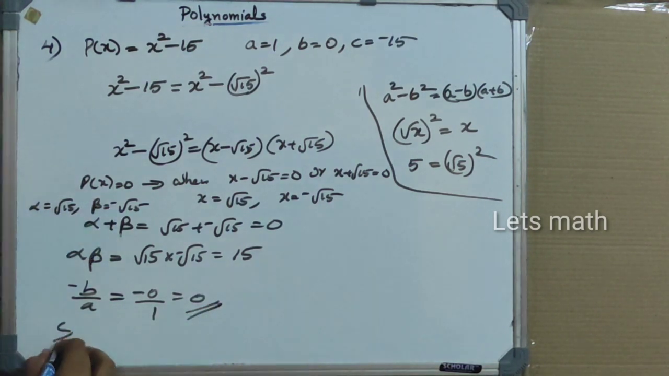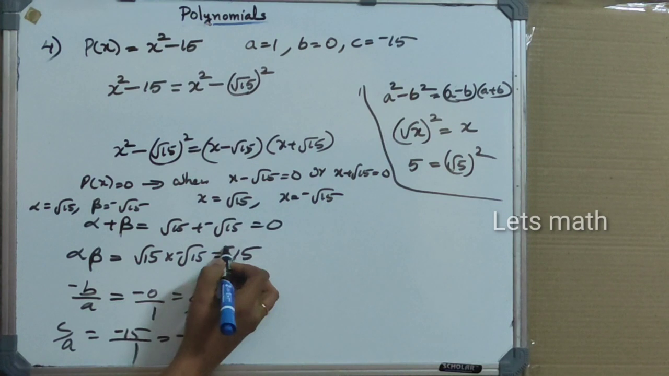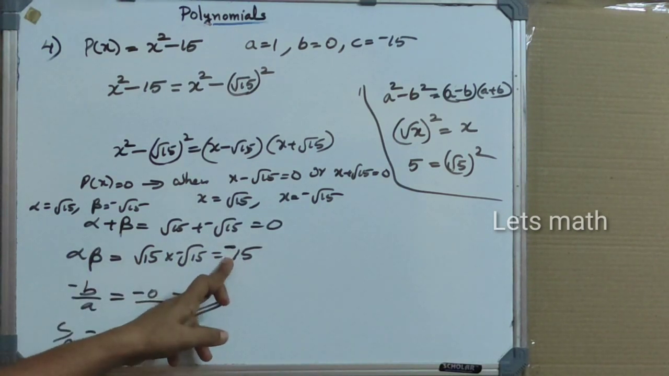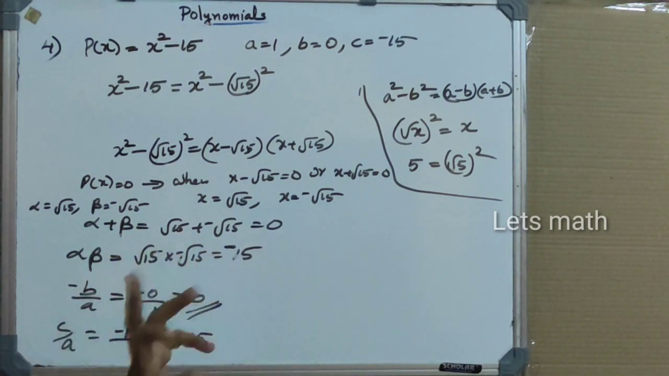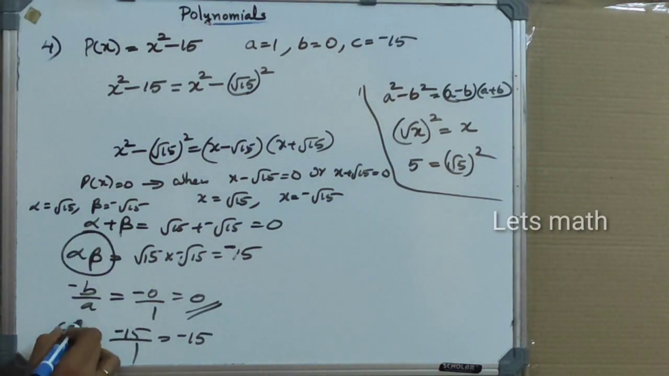Then c by a. Here c is minus 15 by 1, so it is minus 15. Alpha beta is a positive into a negative, so it is negative. Here c by a we got minus 15. So now alpha beta and c by a are the same.